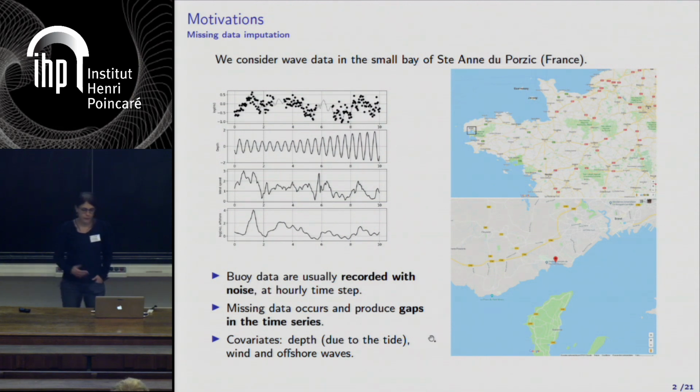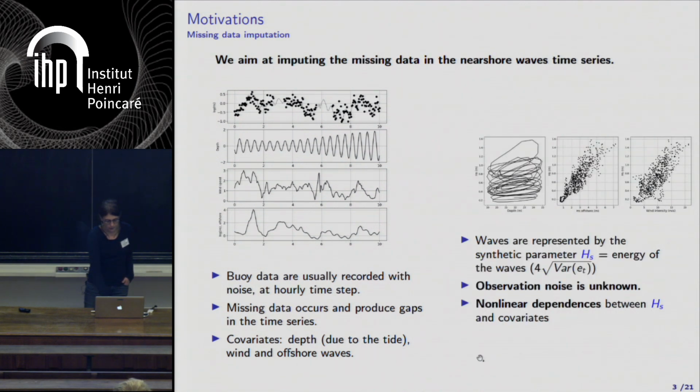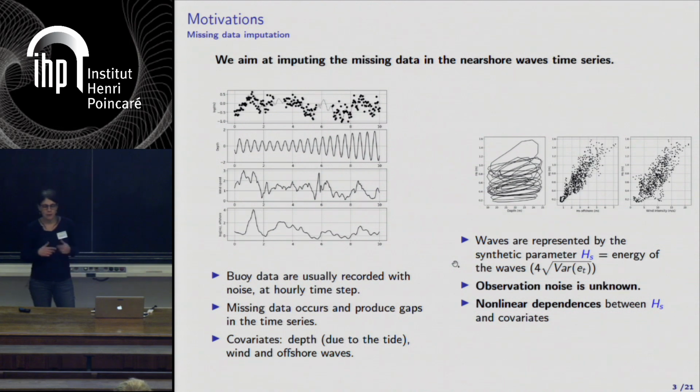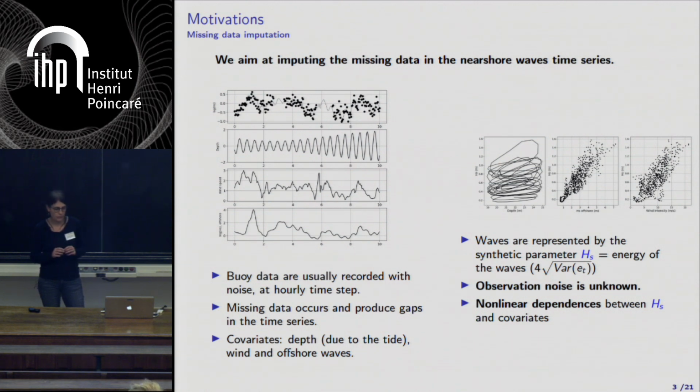Okay, so wave data are usually recorded with noise, and there are quite a lot of gaps in the time series. So we don't directly use the waves, but a synthetic parameter which is linked to the energy of the waves, and it's called Hs. It's the significant wave height. More or less, it's the height you would infer if you look at the sea. If you want to go surfing, for instance, you look at the sea and you say, okay, today we have 1 meter waves or 2 meter waves, and this parameter is highly related to this height.